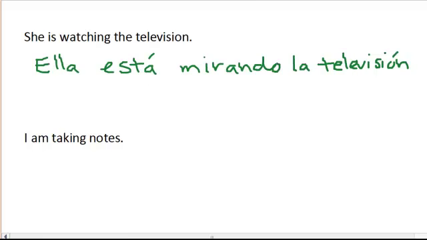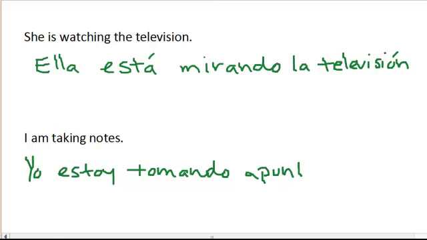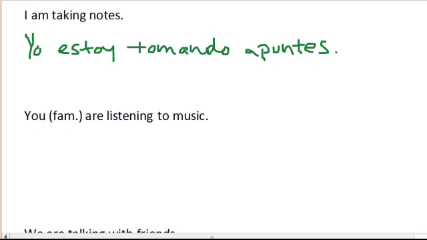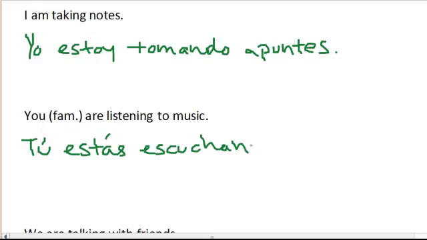Now, I am taking notes. Yo estoy tomando apuntes. Many of you are familiar with this one: you are listening to music. Tú estás escuchando música.